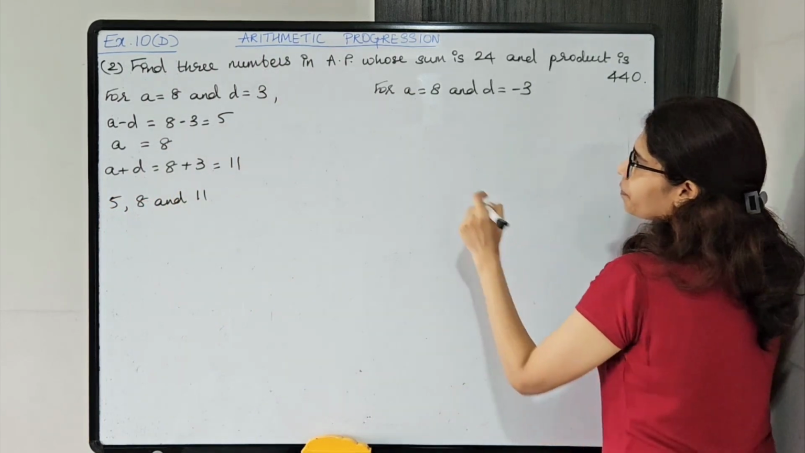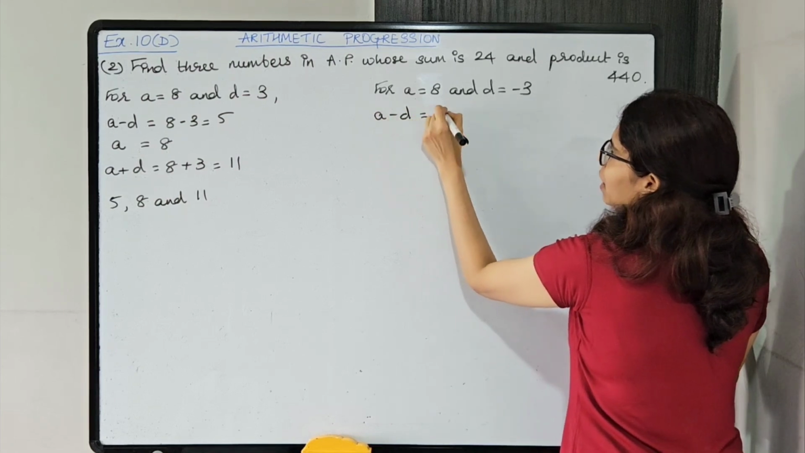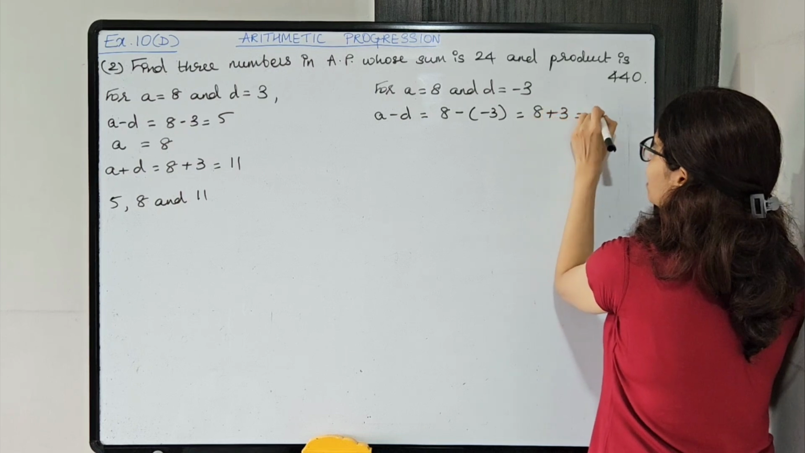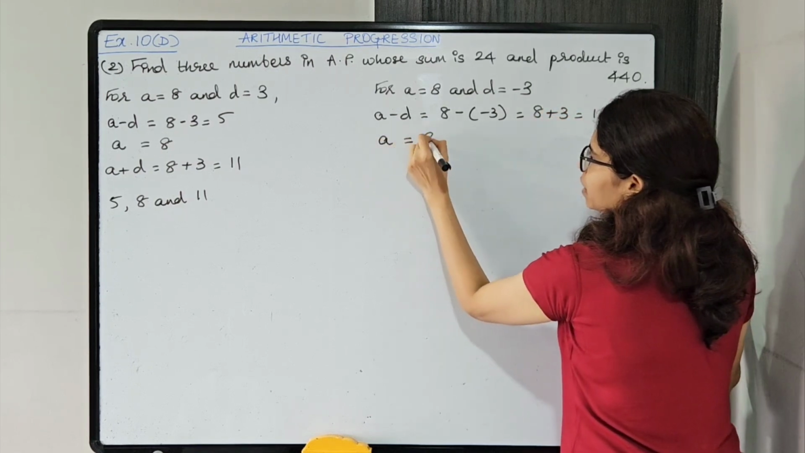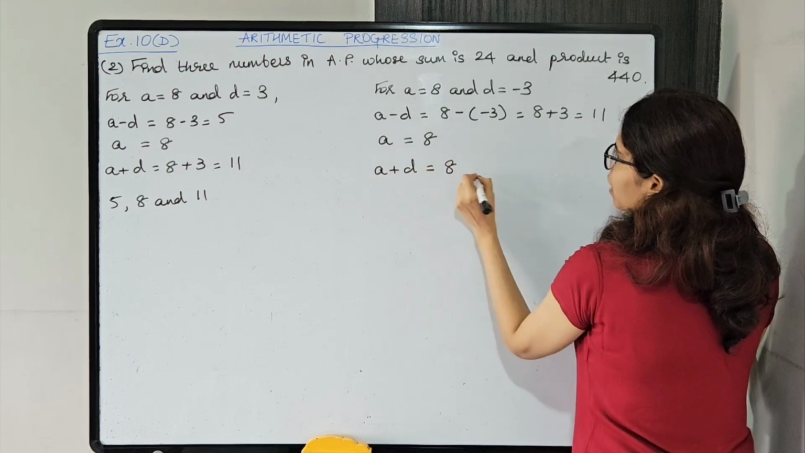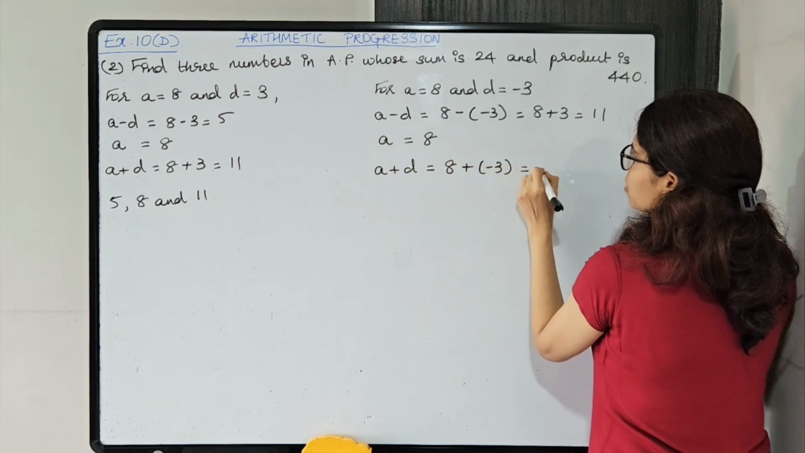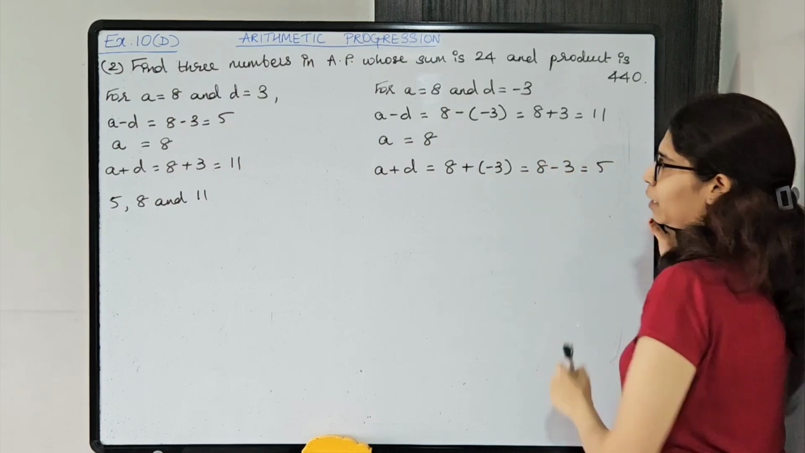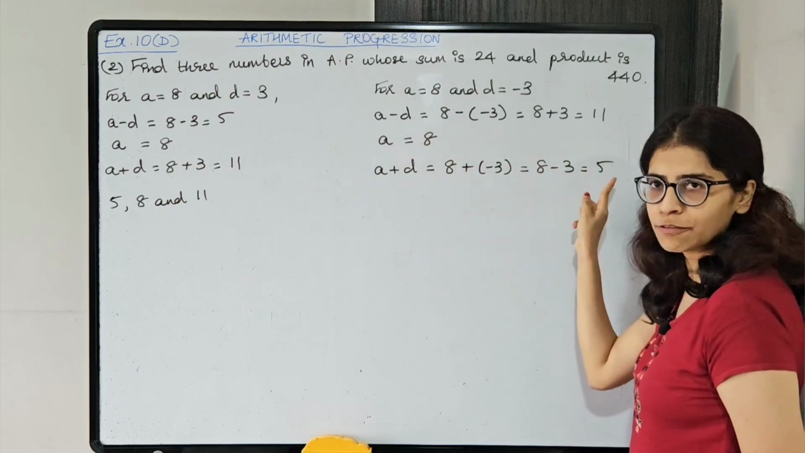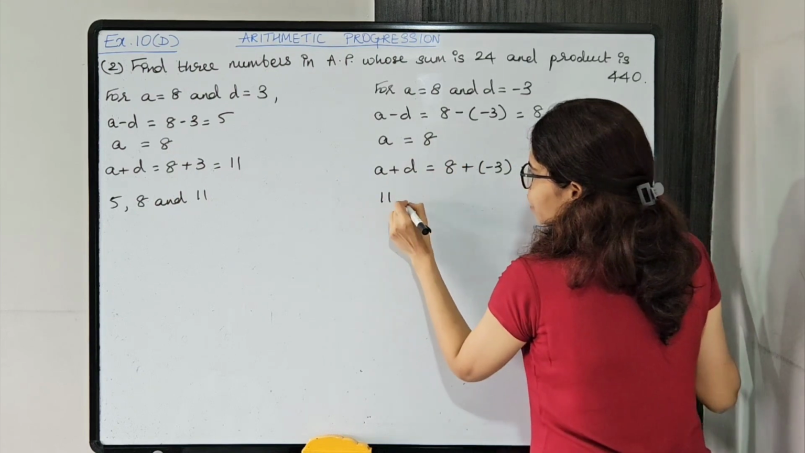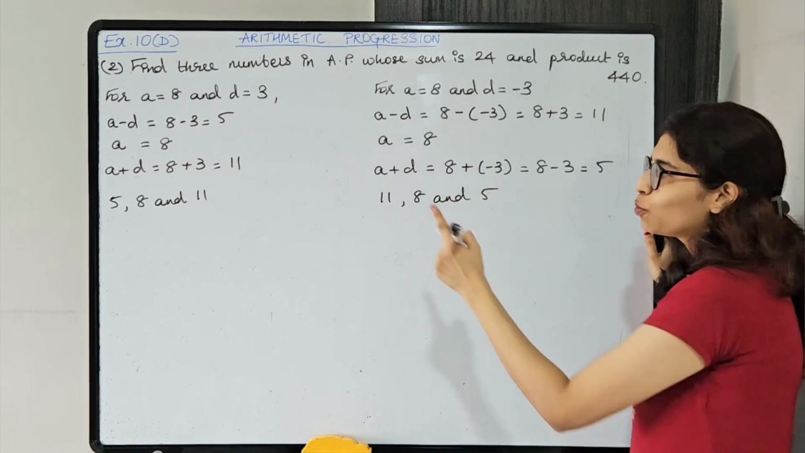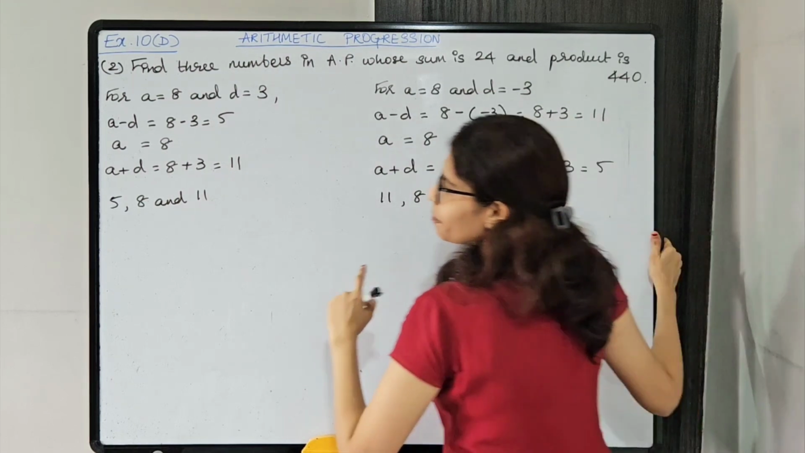Over here, A minus D will be 8 minus minus 3, so that will give 8 plus 3, which is 11. A will be 8 and A plus D will be 8 plus minus 3, which is 8 minus 3, which is 5. So the AP is reversed. Here we have 5, 8 and 11, and here we got 11, 8 and 5. So we have to consider both possibilities.